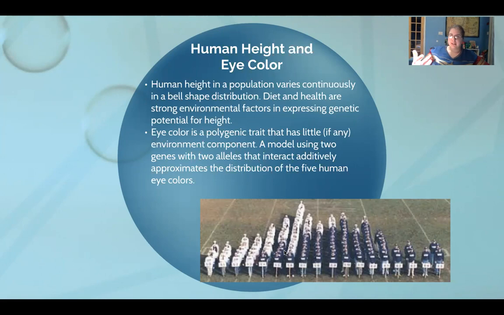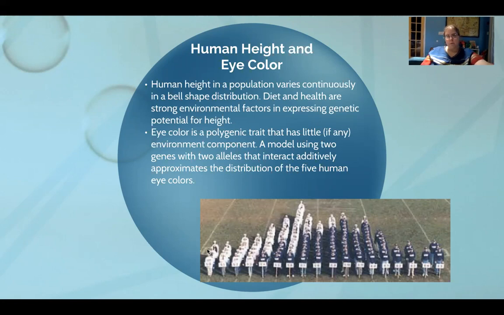And to show you the height, or the bell-shaped curve of height, the picture at the bottom, this was taken at a school. This picture is also in your textbook. And it shows the bell-shaped curve. So we have super duper short on one side, super duper tall on the other, and we can see how it makes this continuously varying shape.